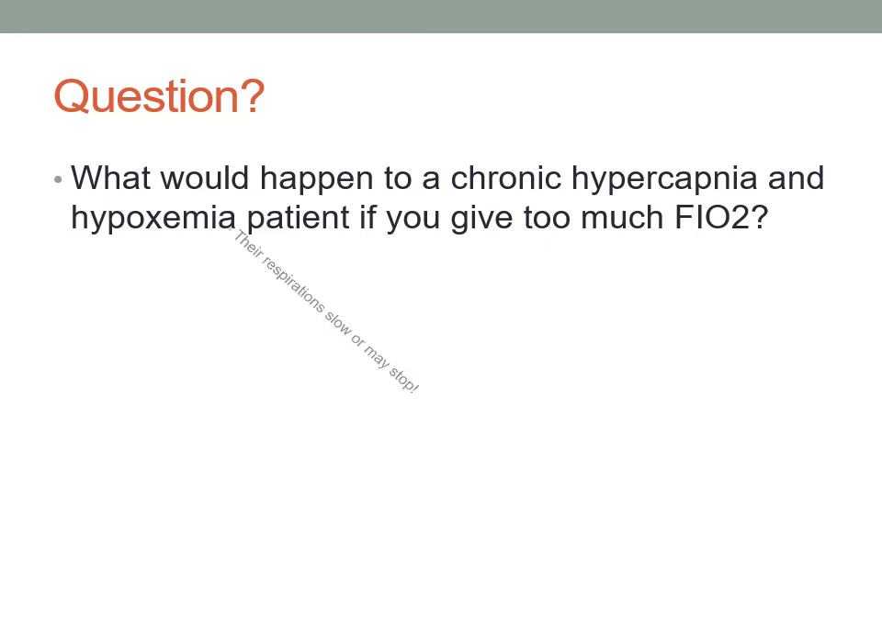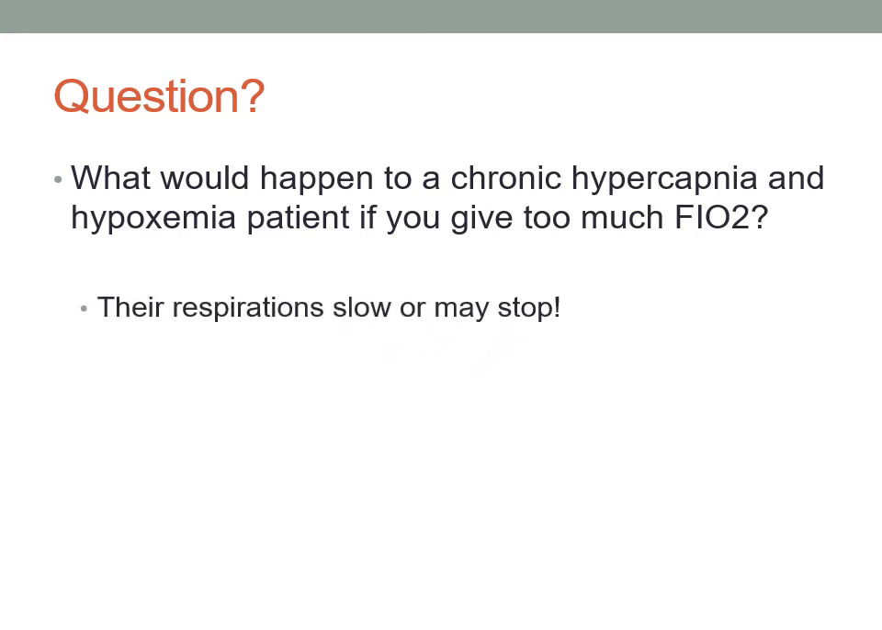Well, if you said their respirations may slow or even stop, you're correct. They are running on their peripheral chemoreceptors and they need to keep their PO2 around 60 millimeters of mercury in order for their body to kick in and say, breathe, breathe. If you give them too much, their body just goes, I have enough. So the peripheral chemoreceptors don't tell the medulla oblongata, the medullary respiratory centers, to take a breath.